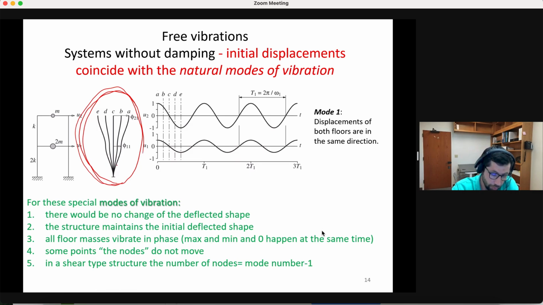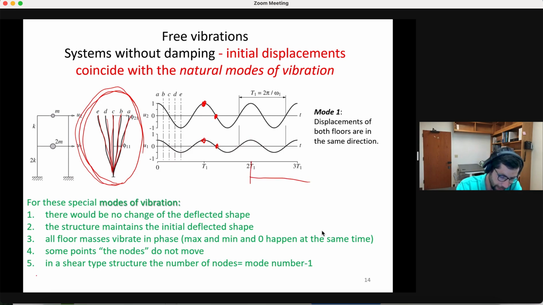If I deform the structure according to a mode shape and then I release it, the structure will keep on deforming following the mode shape. In addition to that, when one floor is reaching the maximum deformation, all the other floors are reaching the maximum deformation. When one floor is going to zero, all the other floors are going to zero. In this case, if the structure is in free vibration after it's deformed according to a mode shape, the motion is going to be a harmonic motion, okay? And in this case as well, I can define what is the period of vibration.